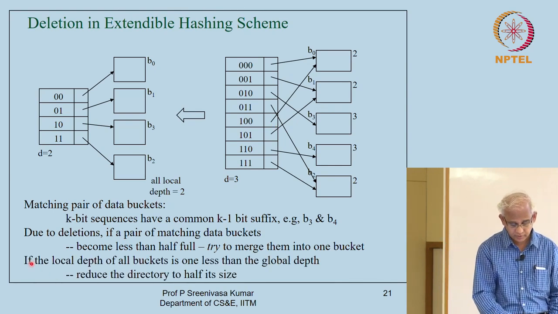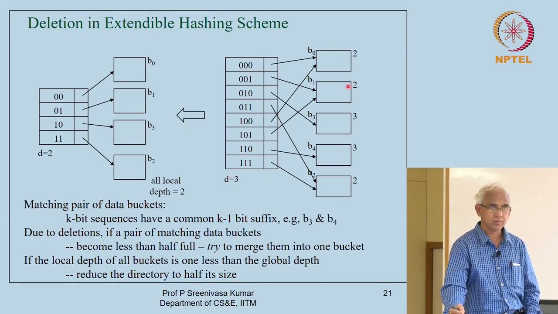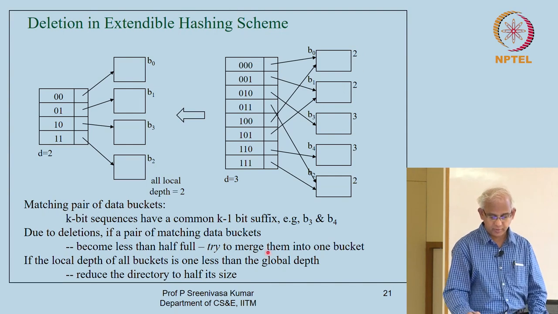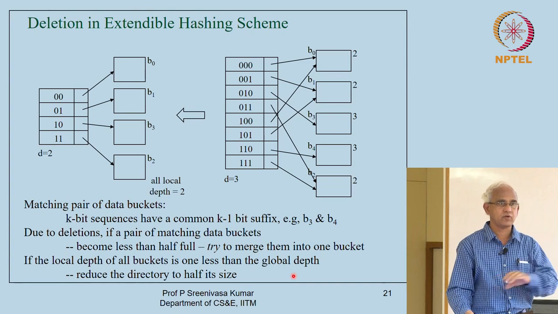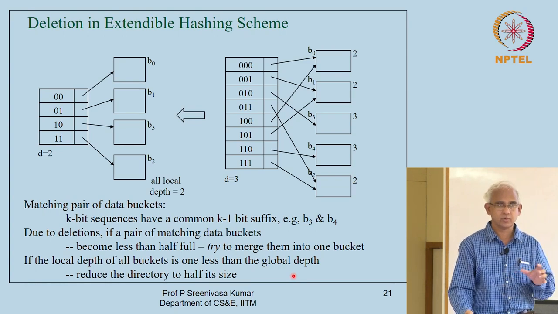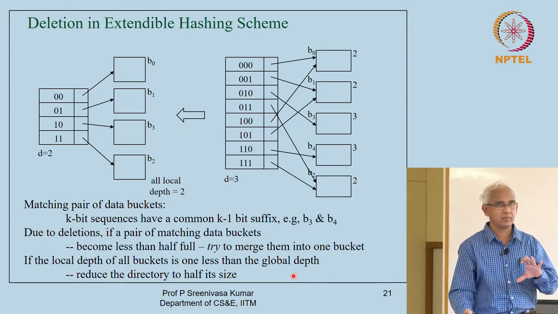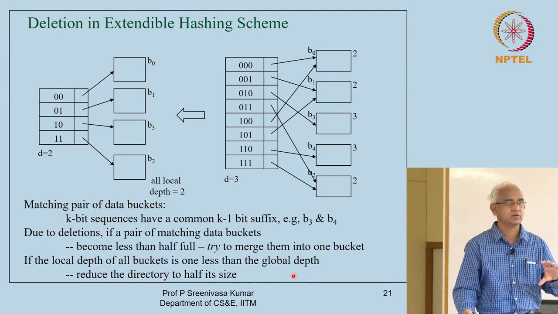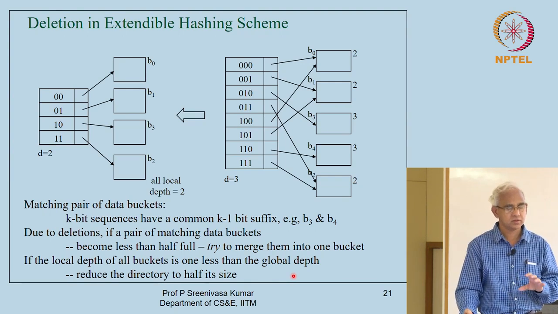Now, one other interesting thing can happen. As you are deleting, the local depths will keep coming down. If the local depth of all the buckets is actually 1 less than the global depth, then we can reduce the directory to half of its structure and then adjust the pointers again. Just like we have doubled the directory when there is requirement, we can also cut the directory by half and then adjust the pointers again using this nice kind of scheme.